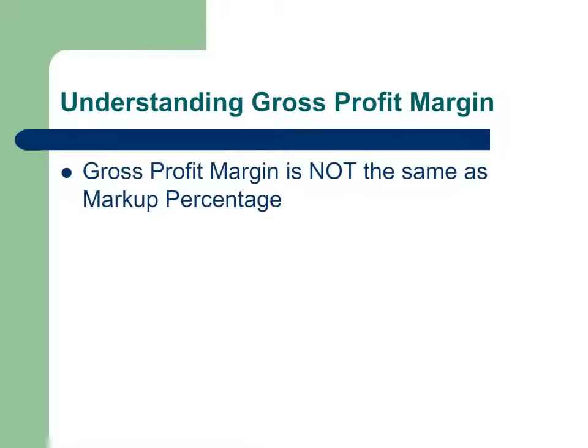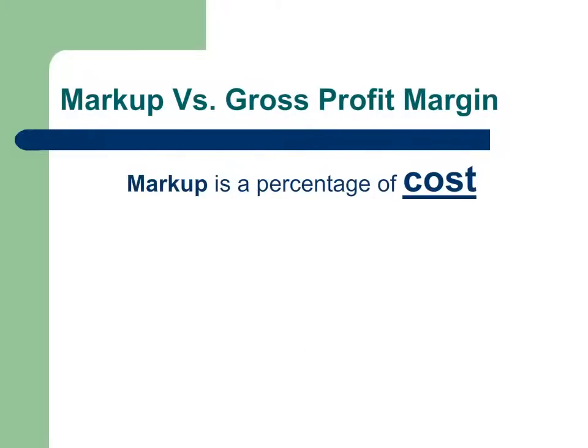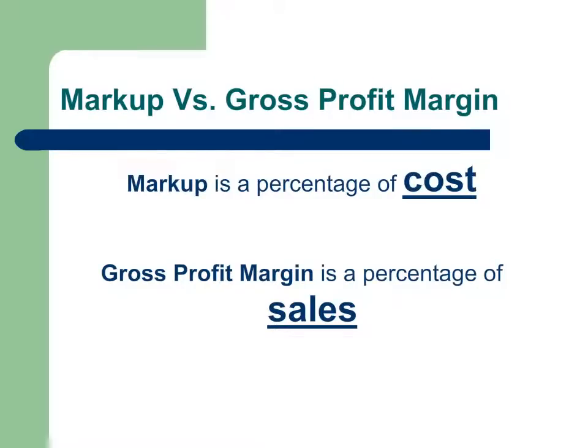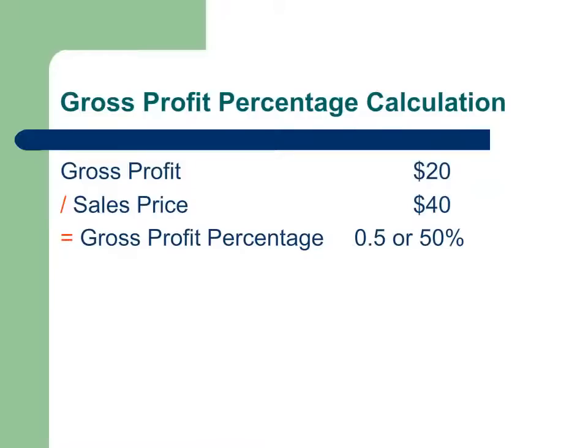Gross profit margin is a different percentage. It is often called gross profit percentage, or gross profit margin. Markup is a percentage of cost. Gross profit is a percentage of sales. What percentage is Ron's gross profit of the total sale? If Ron has a profit of $20 and Ron's total sales price is $40, he will divide $20 by $40 and get 0.5 or 50%. 20 is half of 40, of course.